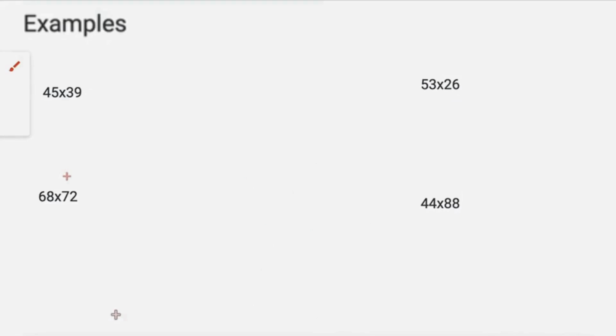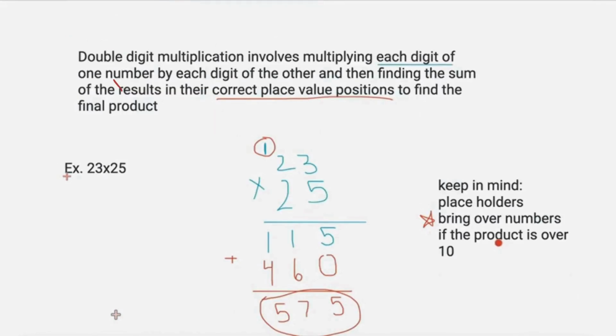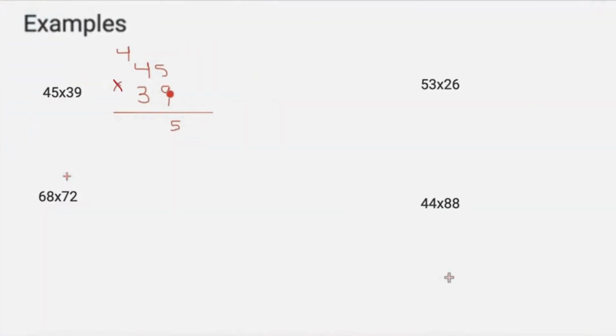Let's do 45 times 39. So first you do, going straight, 5 times 9 is 45. So you want to know your multiplication table. It would make it a lot easier than having to do separate calculations. And then 9 times 4 is 36, but we also bring over numbers if the product is over 10, and then add that to the product. So 36 plus 4 is 40.